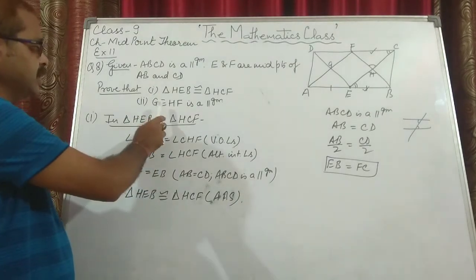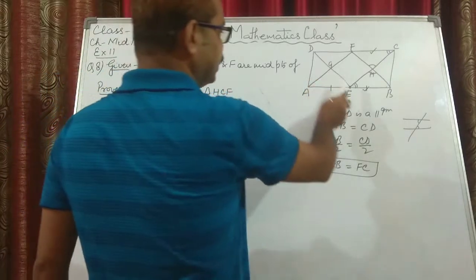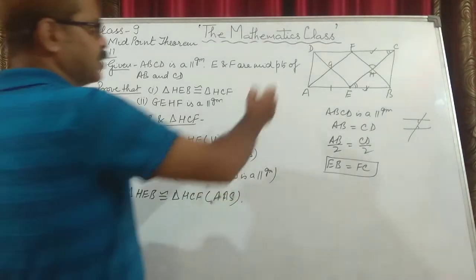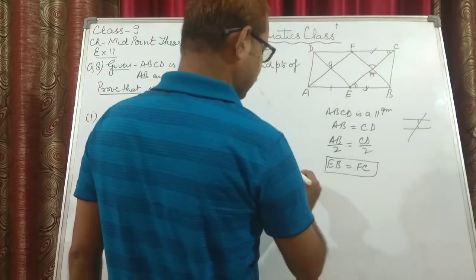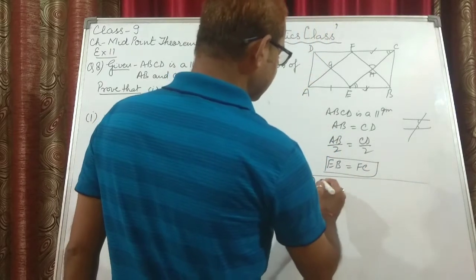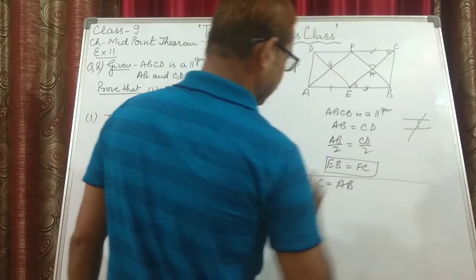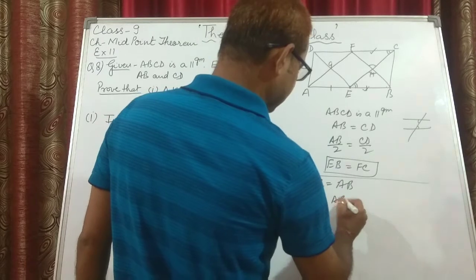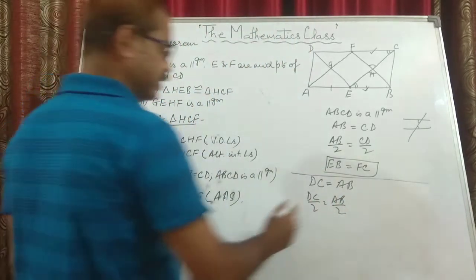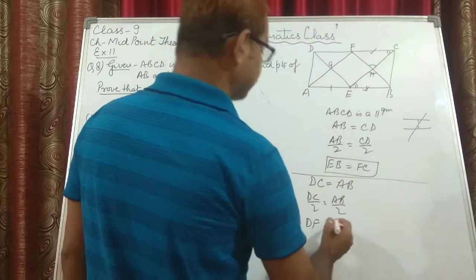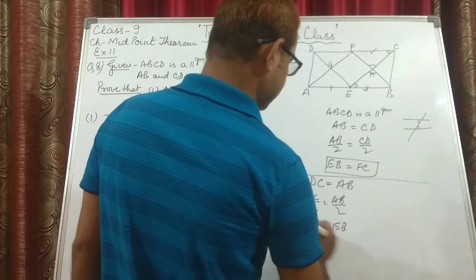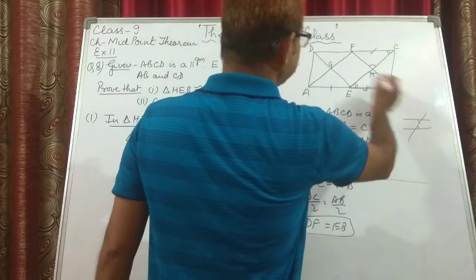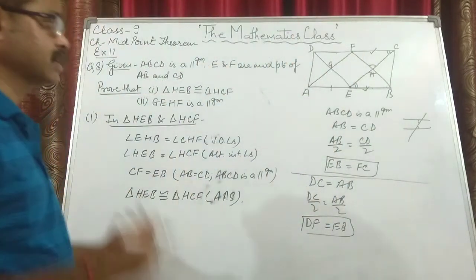Second part is GEHF. GEHF is a parallelogram. So what you can see is that DC and AB are equal. I'm just explaining to you. Now half of DC and half of AB have to be equal. So half of DC can be DF and half of AB can be EB. So DF is equal to EB. At the same time, EB and DF are parallel also, since it is a parallelogram.